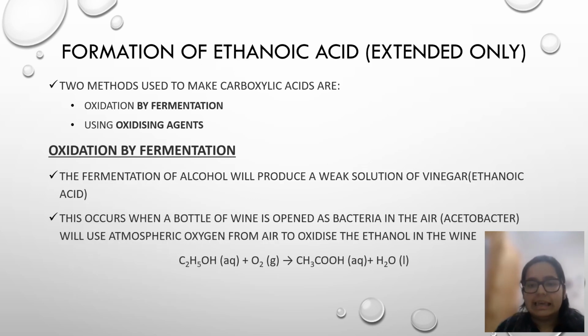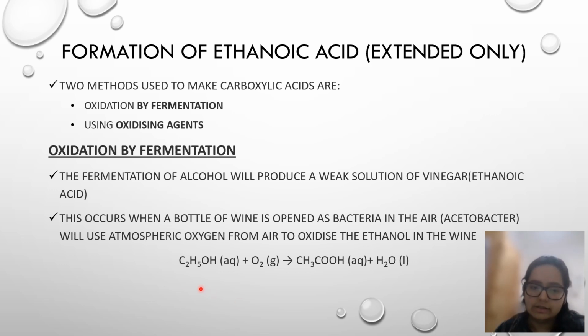Formation of ethanoic acid, this is only for the extended students. There are two methods used to make carboxylic acid. One is oxidation by fermentation, and the other is using oxidizing agents. When we are doing oxidation by fermentation, the fermentation of alcohol will produce a weak solution of vinegar, which is ethanoic acid. This occurs when a bottle of wine is opened, as bacteria in the air will use atmospheric oxygen from air to oxidize the ethanol in the wine.